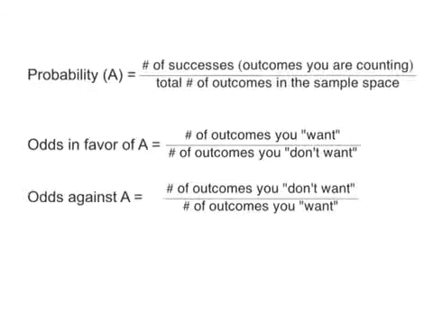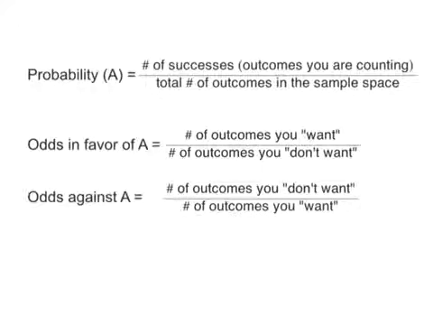So here are the 3 equations for probability and odds. Again, probability of A happening is the number of successes, or the outcomes you're counting, divided by the total number of outcomes in the sample space. Odds in favor of A happening is the number of outcomes you want, and again I say want in quotes because it's not really what you personally want or desire, it's what the question is wanting us to figure out. So like what we would want in the previous example was Carson being chosen. So odds in favor of A is number of outcomes you want divided by the number of outcomes you don't want, so all the other students.